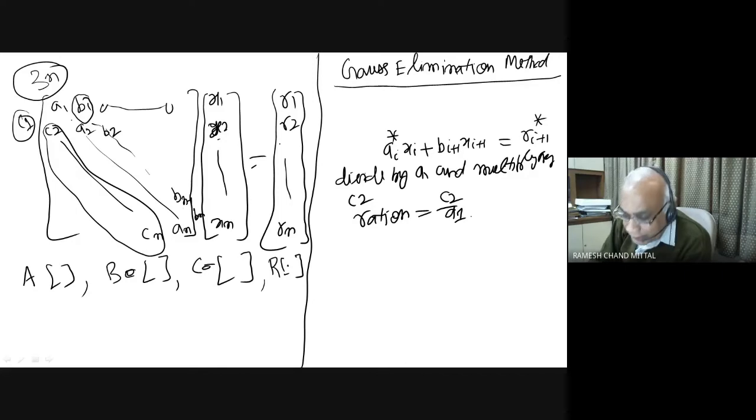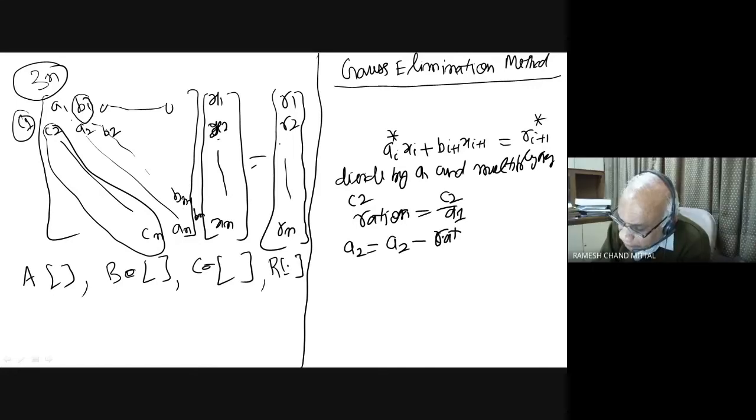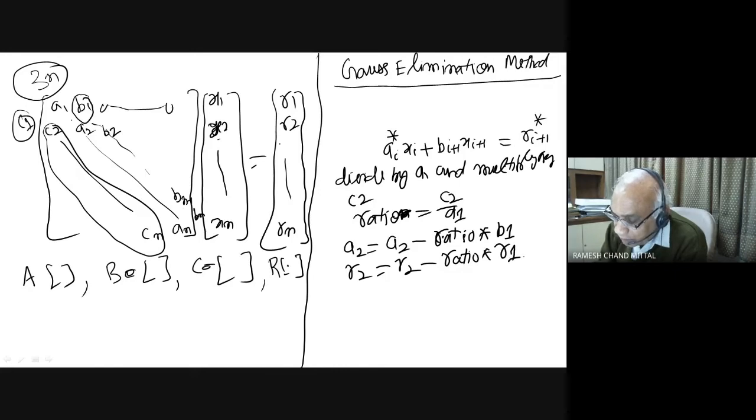Okay. And then my A2 becomes the previous A2 minus ratio multiplied by B1. This is my A2. And what is my R2? My R2 will be R2 minus ratio into R1. And anybody, any issue, please?